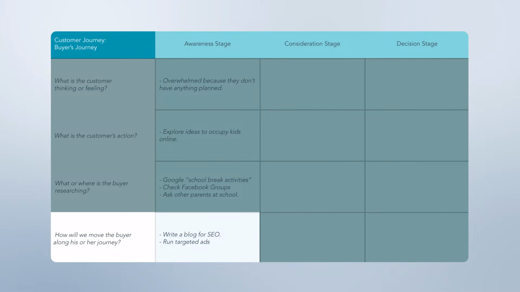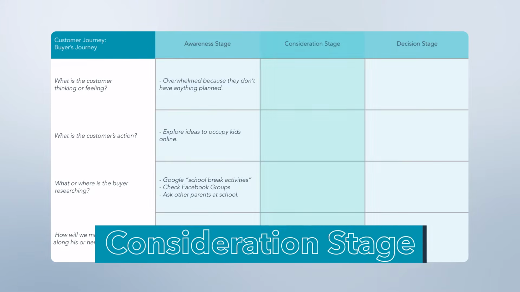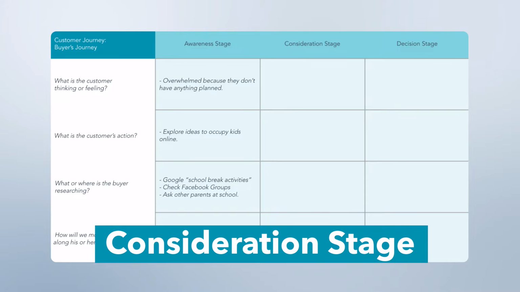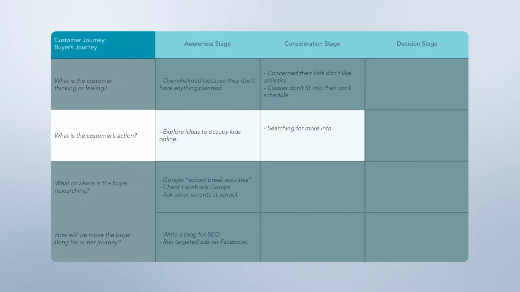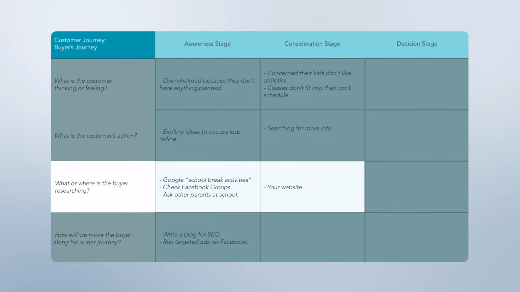You could also run targeted ads on Facebook. Next comes the consideration stage, where the customer is thinking about signing their kids up for soccer but needs more information. We answer the same questions as the awareness stage, but further down the customer journey path. Parents might be feeling concerned that their kids don't like athletics, or perhaps classes don't fit into their work schedule. The customer is now searching for more info, and is hopefully doing it on your site.